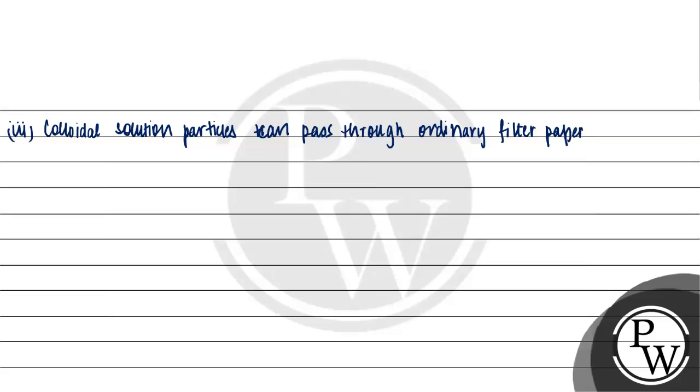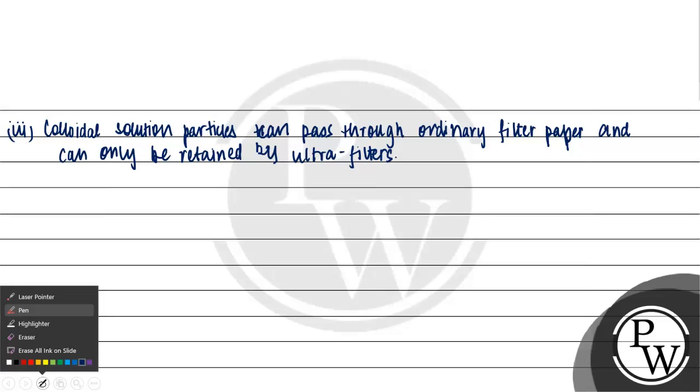So उनके लिए एक special filter paper बनाया जाता है by dipping the filter paper in colloidal solution, and these are known as ultrafilter papers. So they cannot pass through them and can only be retained by ultrafilter papers. Ultrafilters.